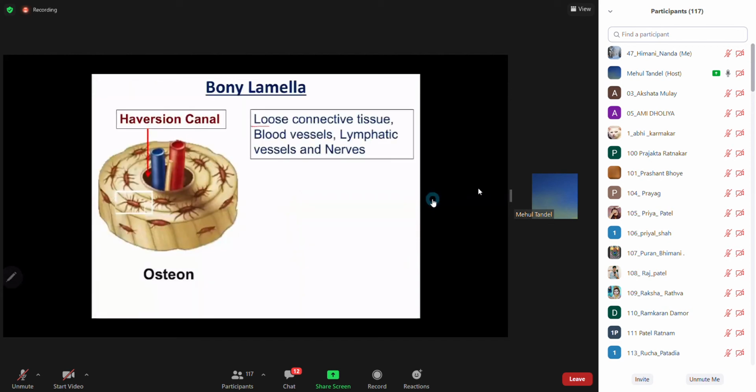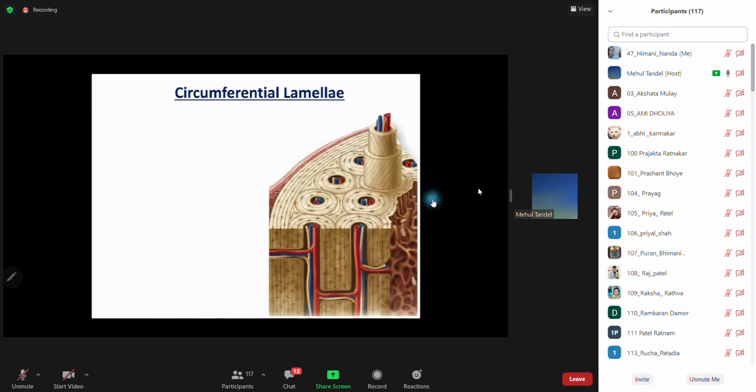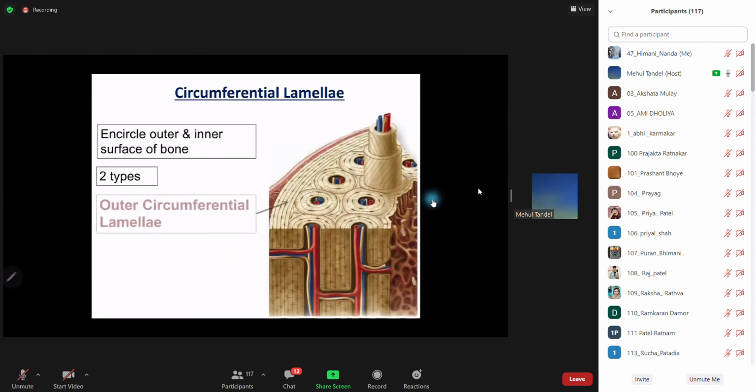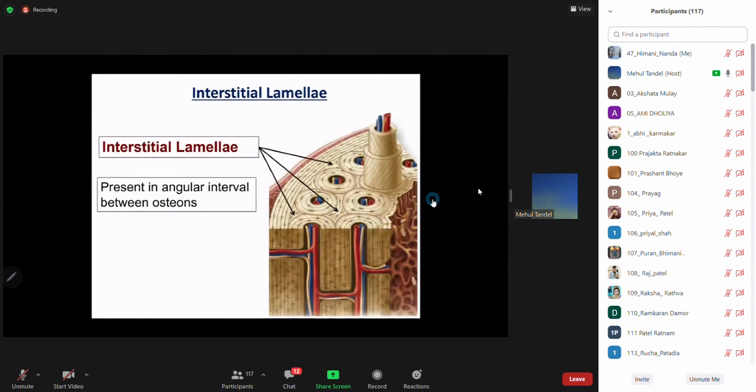The Haversian canal contains loose connective tissue, blood vessels, and lymphatic and nerve vessels. Lacunae contain osteocytes and canaliculi contain processes of osteocytes. Circumferential lamellae are outer and inner. Interstitial lamellae are at the angular intervals in between the osteons. These are the interstitial lamellae.